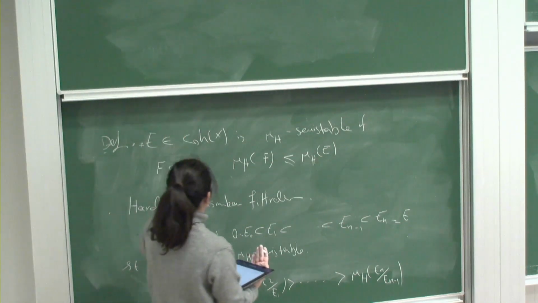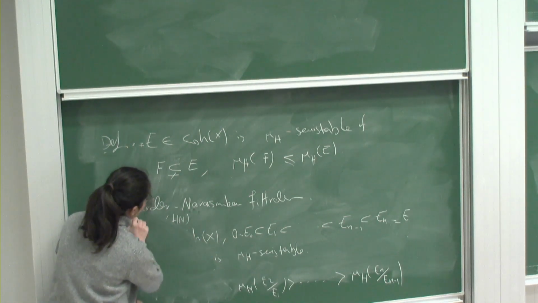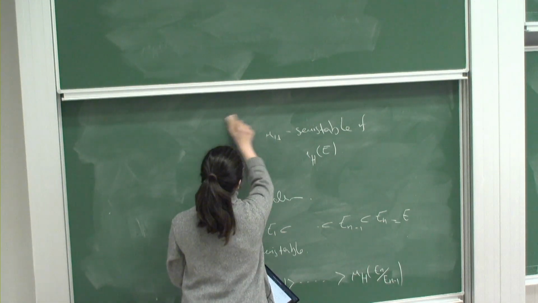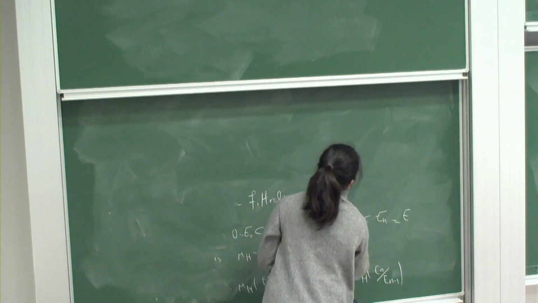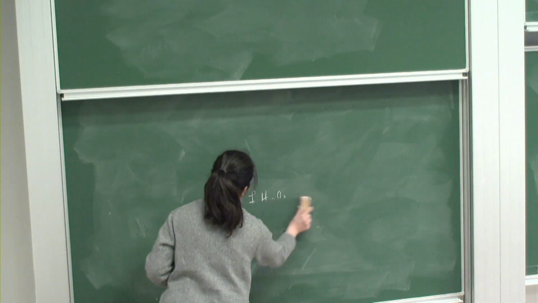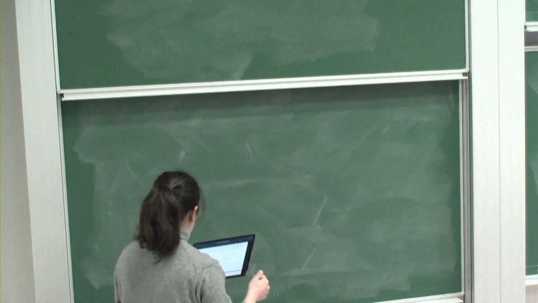But in the examples that I will explain probably in the next talk, this lattice is just a numerical Grothendieck group. But I will explain it later. Okay, so now finally we can go to the notion of Bridgeland stability.